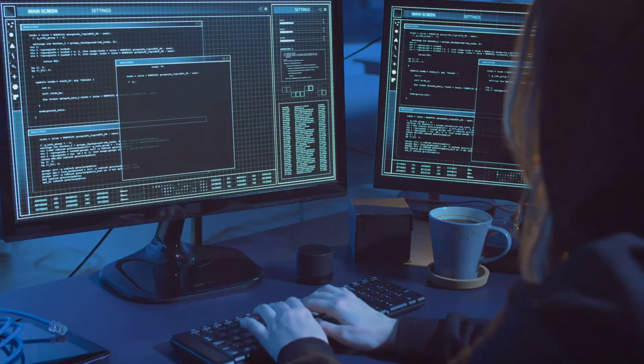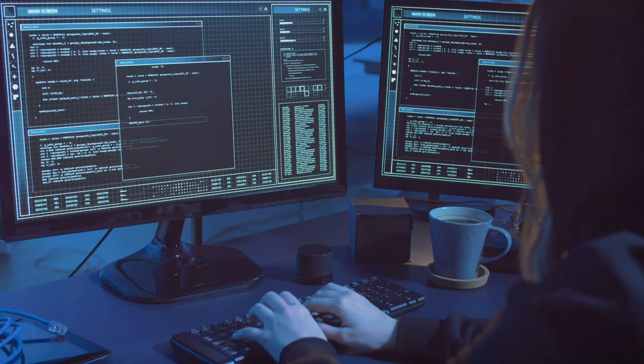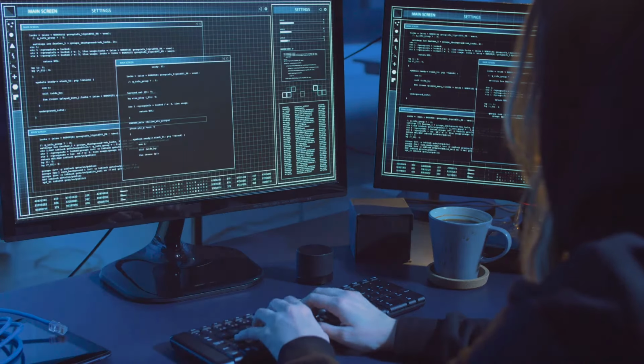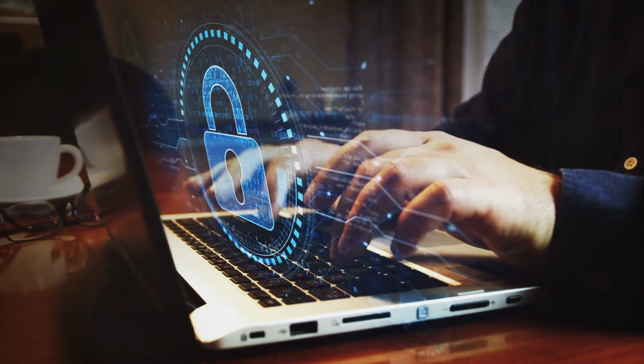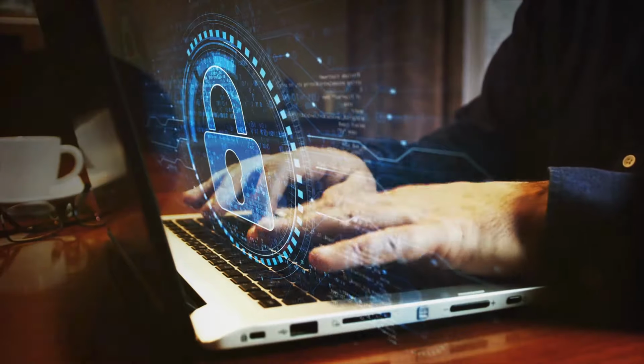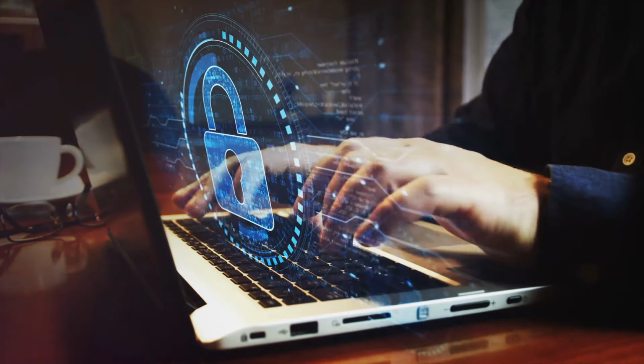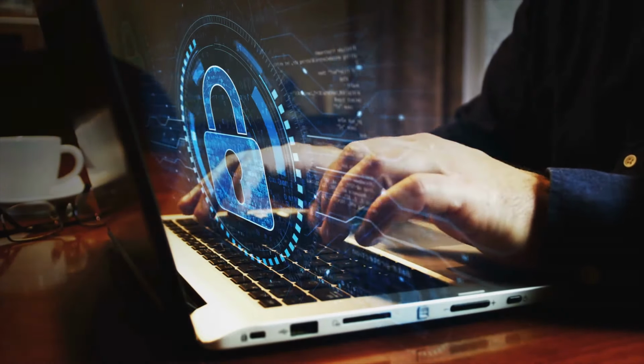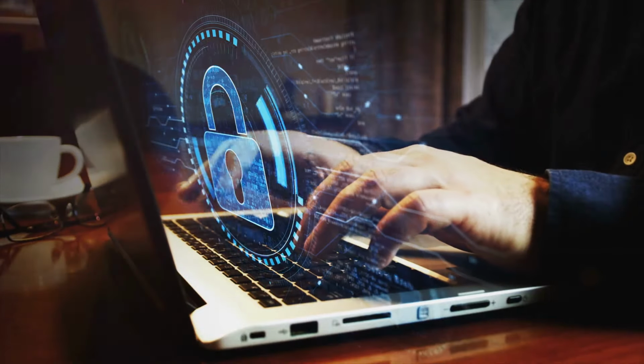It comes in various forms, such as viruses that can replicate themselves, worms that spread across networks, or ransomware that holds your data hostage. The damage caused by malware could range from slowing down your system to causing a complete data breach. Next, we have phishing.